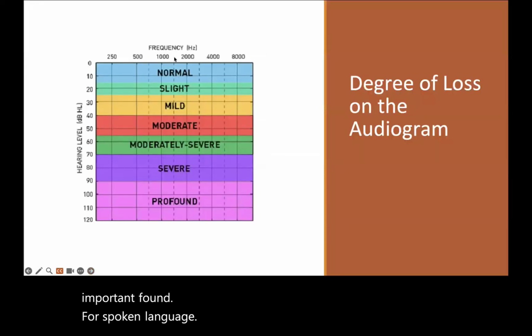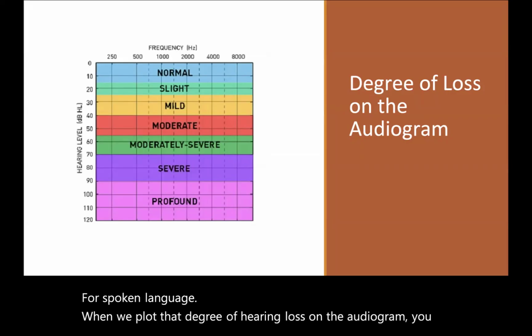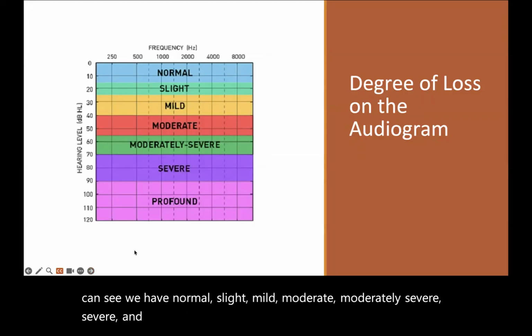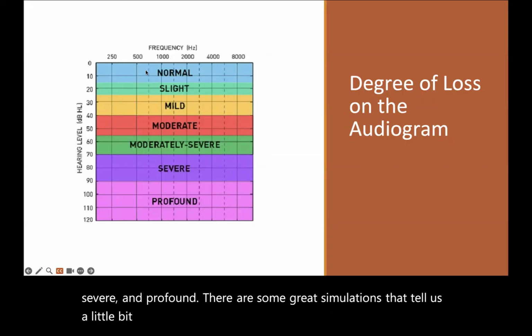When we plot that degree of hearing loss on the audiogram, you can see we have normal, slight, mild, moderate, moderately severe, severe, and profound. There are some great simulations that tell us a little bit more about how the degree of hearing loss impacts communication.